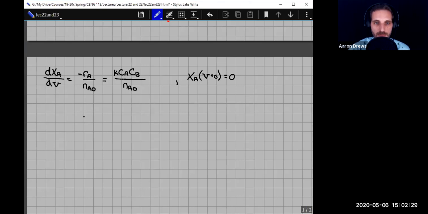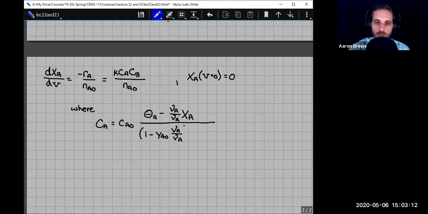And so our C sub A will look like C sub A zero times theta A minus the stoichiometric coefficient of A over A times XA. By the way, I do not memorize these things. I always just go back to the book whenever I need them because there are little things that I never remember. One minus YA zero, stoichiometric coefficient of A over A. Or no, I'm sorry, that top one is a delta. Sometimes these things get a little too close to each other. Okay, I'll just redraw that. Delta over the stoichiometric coefficient of A times XA.